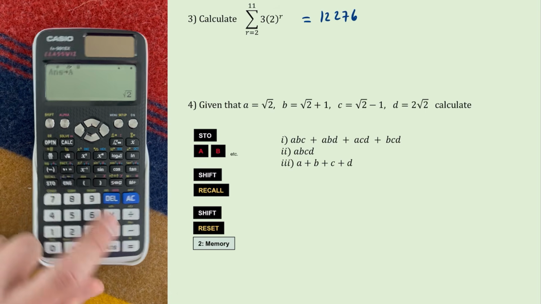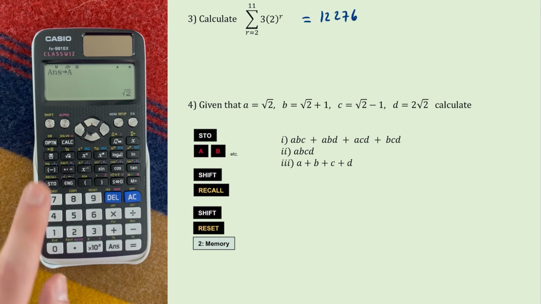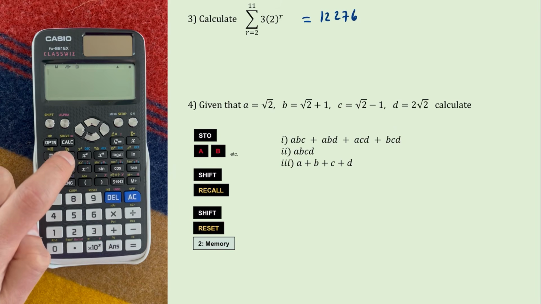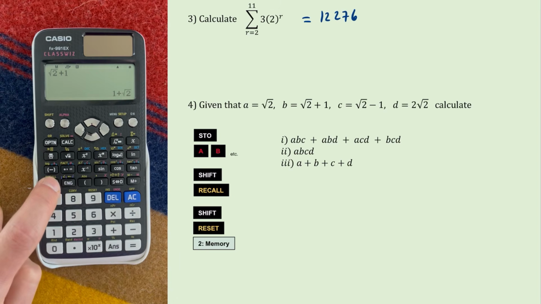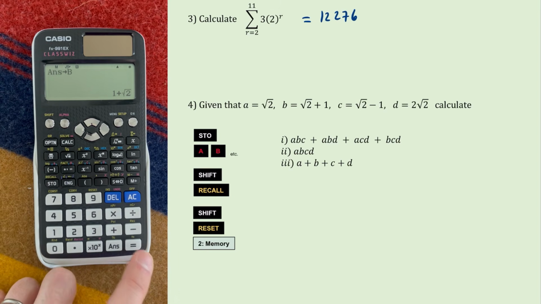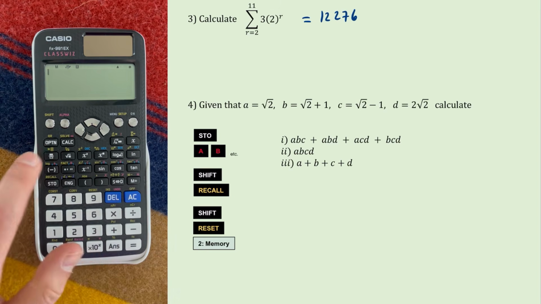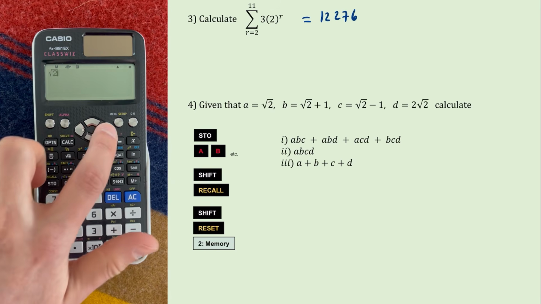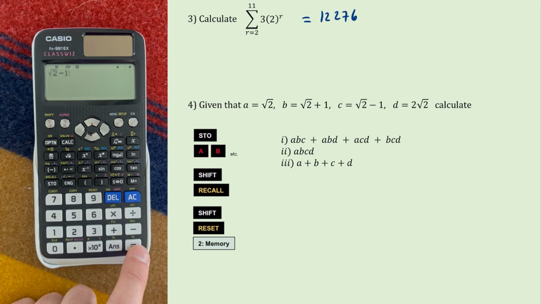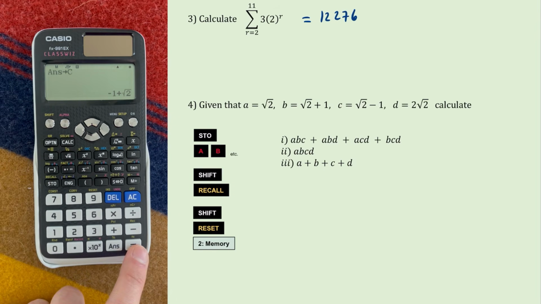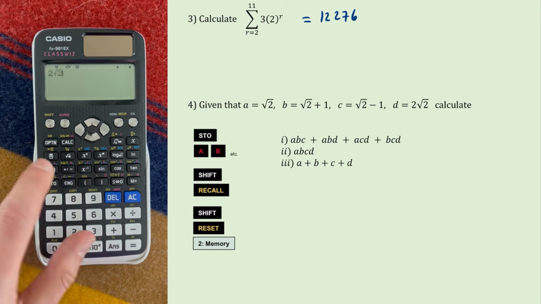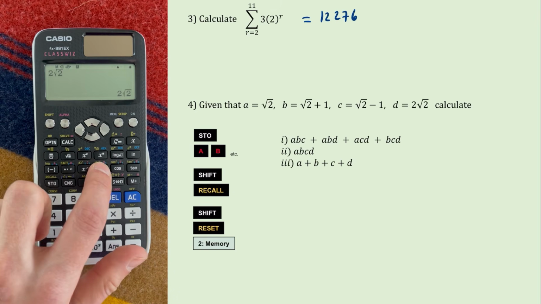I'm now going to do the same for the next part. I'm going to press equals just to clear this, and I'm going to do root 2 plus 1, and I'm going to store this in B. Great. Now I'm going to do the root 2 minus 1. Root 2 minus 1, and I'm going to press equals, and I'm going to store it in C. And then my last one is 2 root 2. So I'm going to do 2 root 2 equals, and I'm going to store it in D.